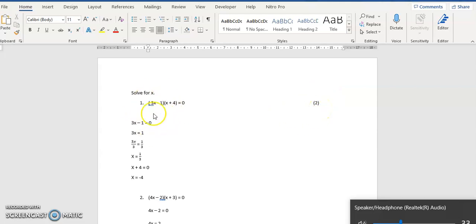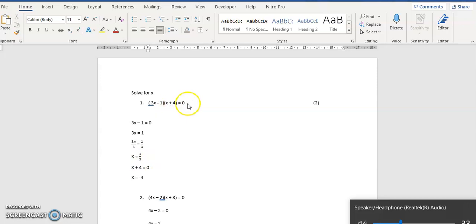Something like this, what you need to do is this: 3x minus 1 should be equal to 0. Then transpose minus 1 is going to be plus 1. Then you divide both sides by 3. So this side by 3, this side by 3. So x is going to be equal to 1 over 3. So easy to get, so you don't waste time there.